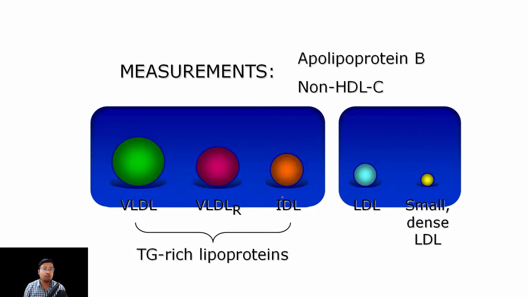Now, for MCQ purpose, you need to know the examples of lipoproteins that are rich in triglyceride. These 3 are: very low density lipoprotein, VLDL, VLDL remnants, and intermediate density lipoprotein. They are very much rich in TG, right? And the small dense LDL or the normal LDL are not rich in triglyceride, they are rich in cholesterol, right? So how can we measure them? With the help of various apolipoproteins. We'll be seeing very soon what type of apolipoproteins are present in which lipoprotein.